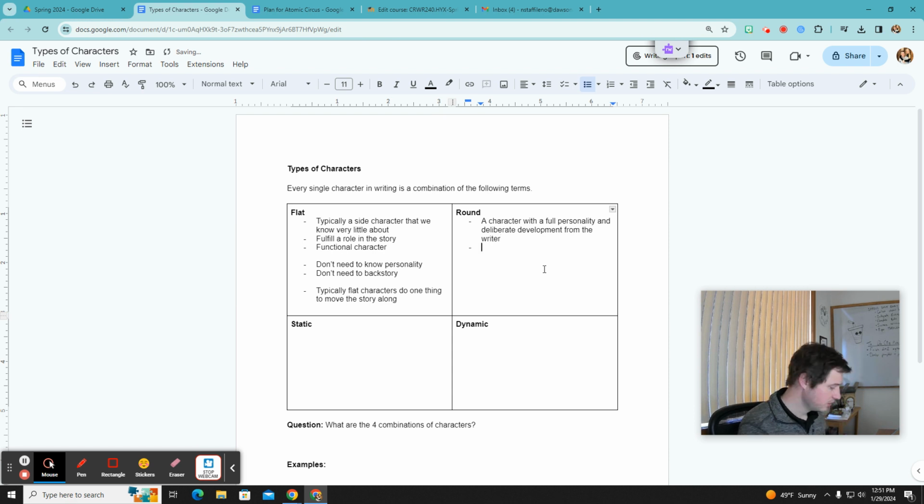In other words, these characters are central to the story typically. And to make them more relevant, the writer adds details that make them seem more real.